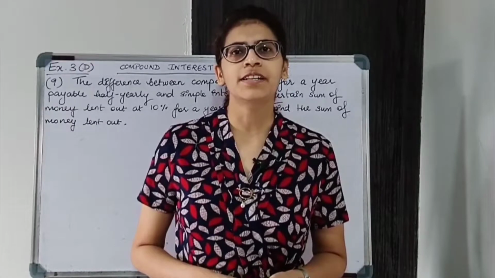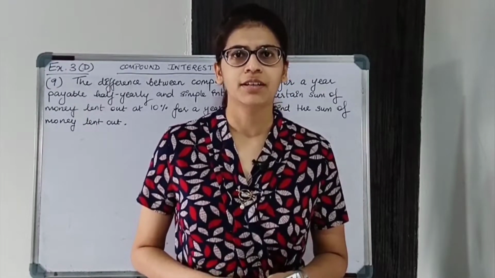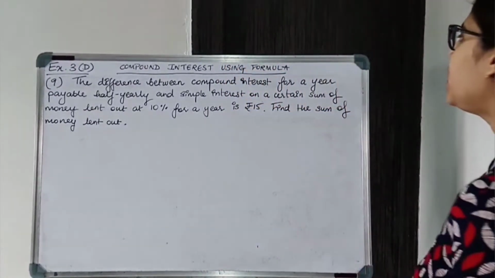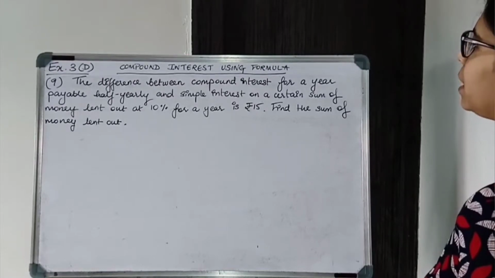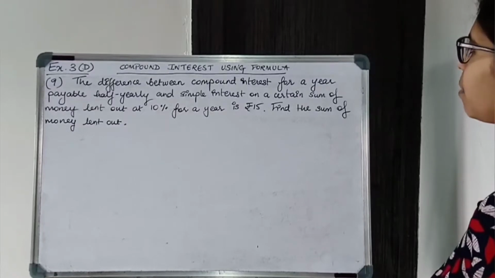In this video, we'll continue with exercise 3D from chapter Compound Interest Using Formula. So starting with question number 9. The difference between compound interest for a year payable half yearly and simple interest on a certain sum of money lent out at 10% for a year is rupees 15. Find the sum of money lent out.